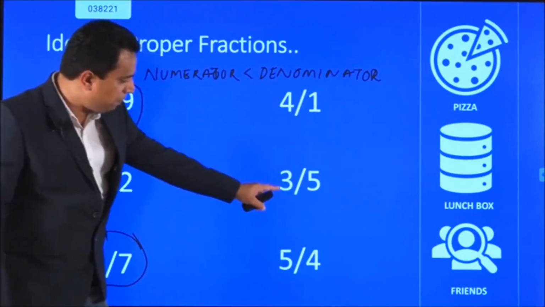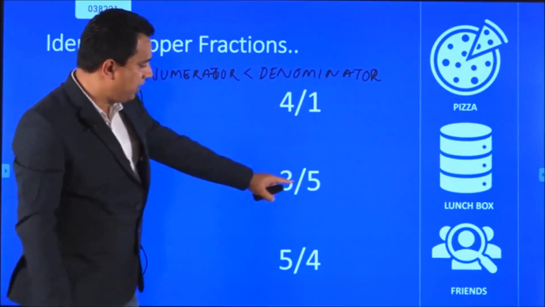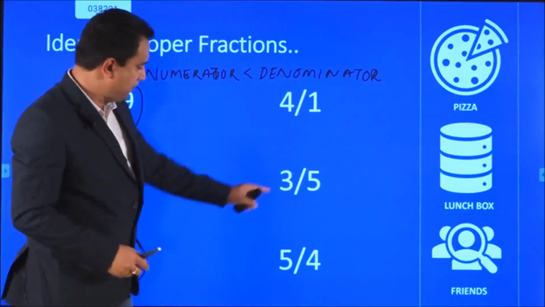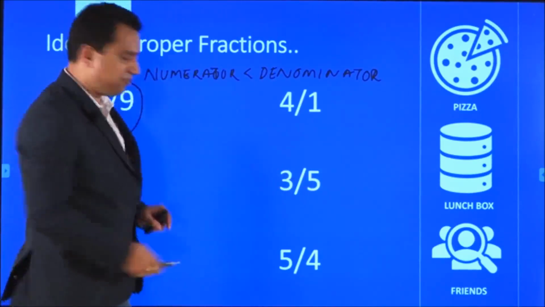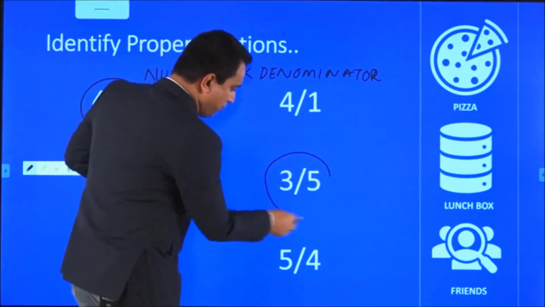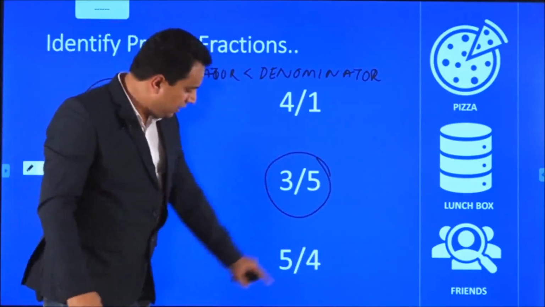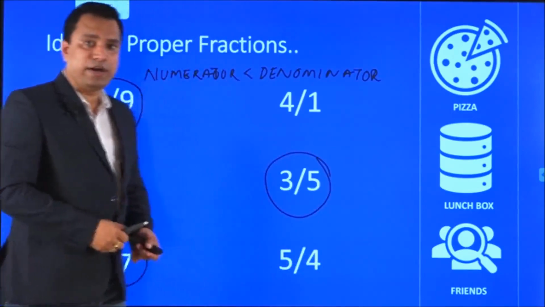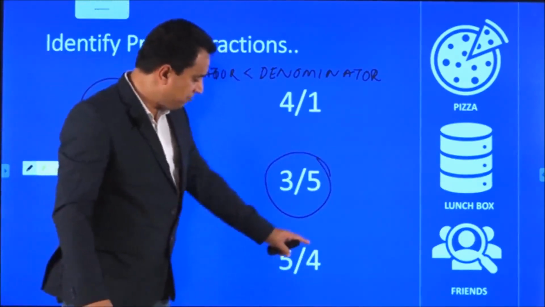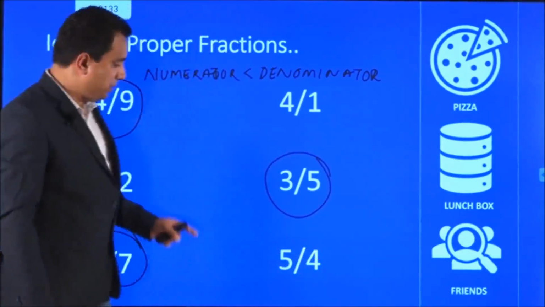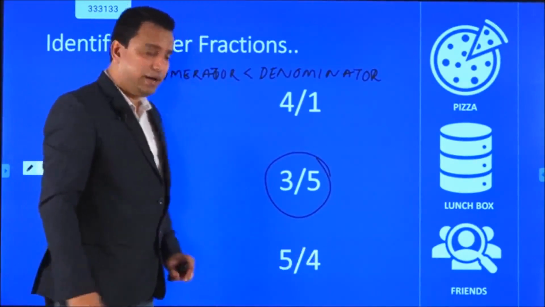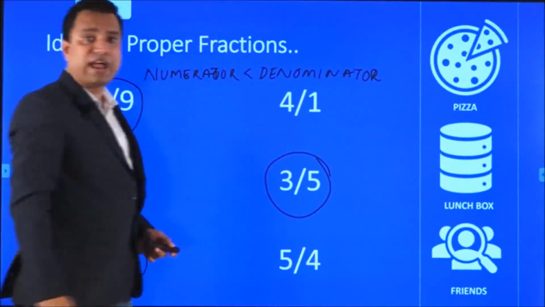We then have 3 by 5. 3 is the numerator, 5 is the denominator, and 3 is less than 5. So this is a proper fraction. We then also have 5 by 4. Now 5 is the numerator, 4 is the denominator, 5 is greater than 4, which means the numerator is greater than the denominator. This is not a proper fraction.